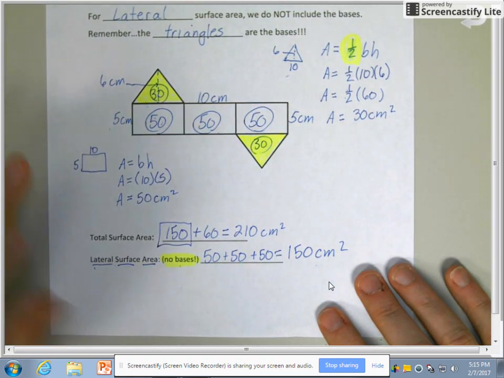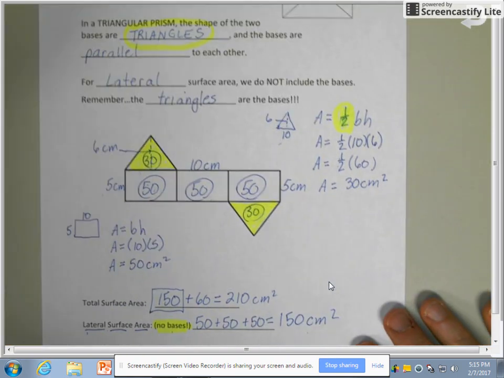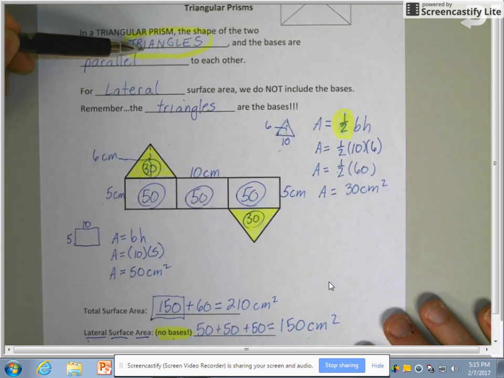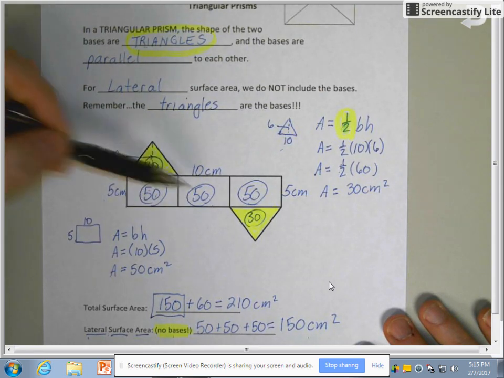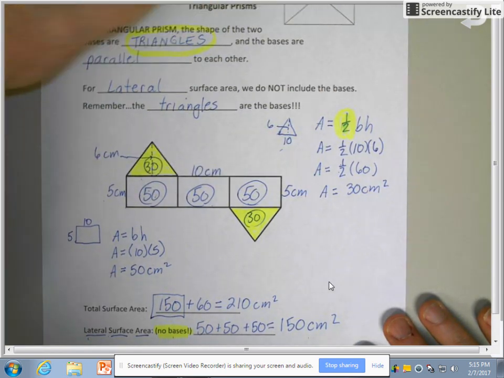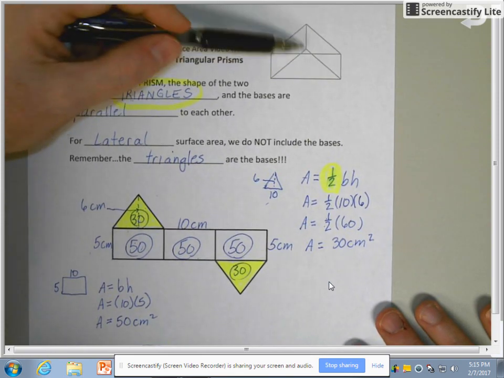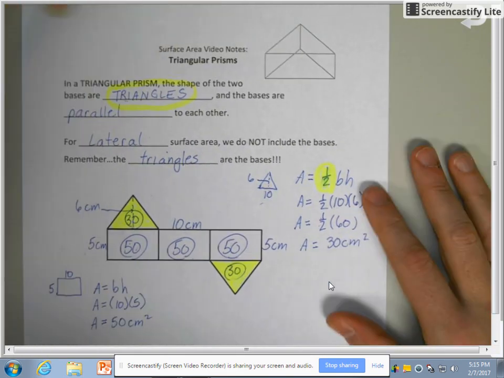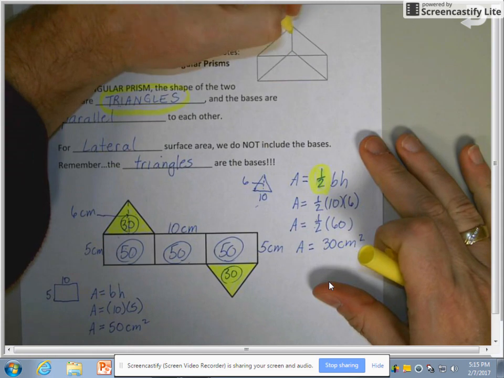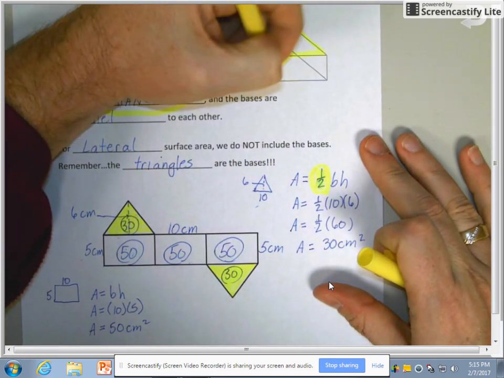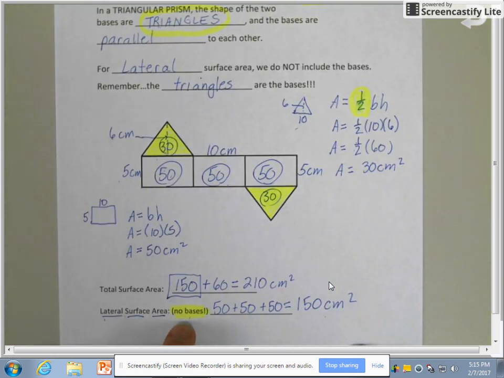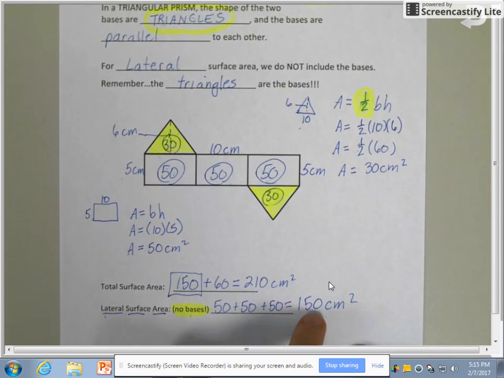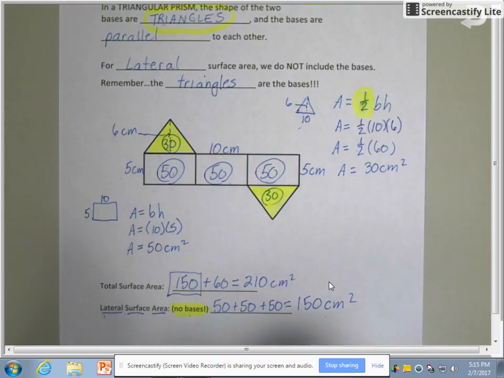One last time, super important for you to remember. First of all, that the triangles are the bases in this figure, not the rectangles. No matter what the picture looks like, no matter what is laying flat on the surface, the triangles are the bases. And so with lateral surface area, we do not include the triangles. So we add our 3 rectangles, and we have 150 centimeters squared.